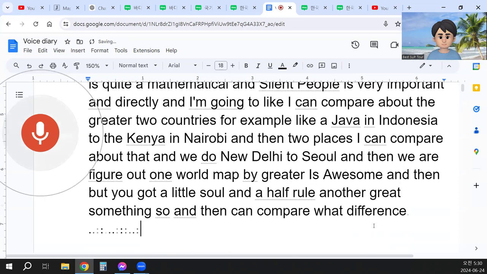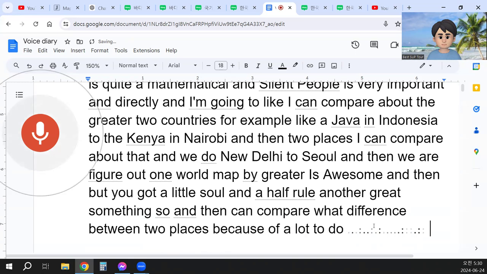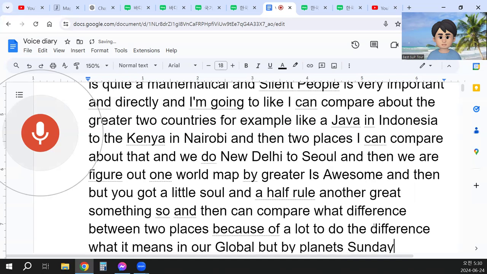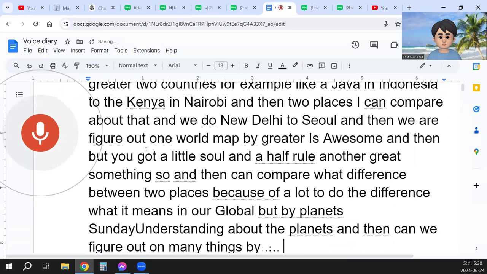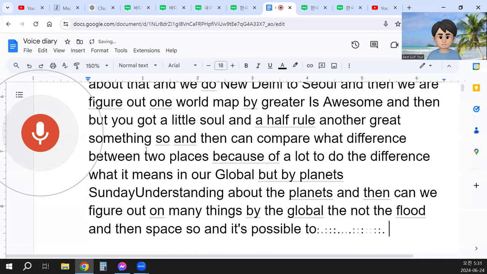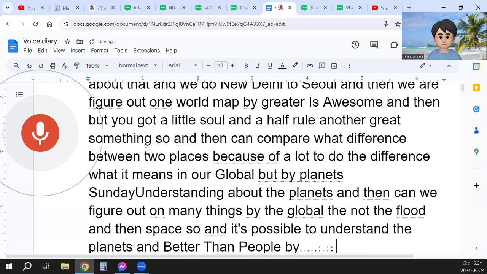what the difference is between the two places because of the latitude difference, what it means on our globe, the planet. So understanding the globe, the planet properly, we understand many things about the planet, and can figure out many things by the globe, not the plot, and space. So it's possible to understand the planet better than people by using the help of AI.